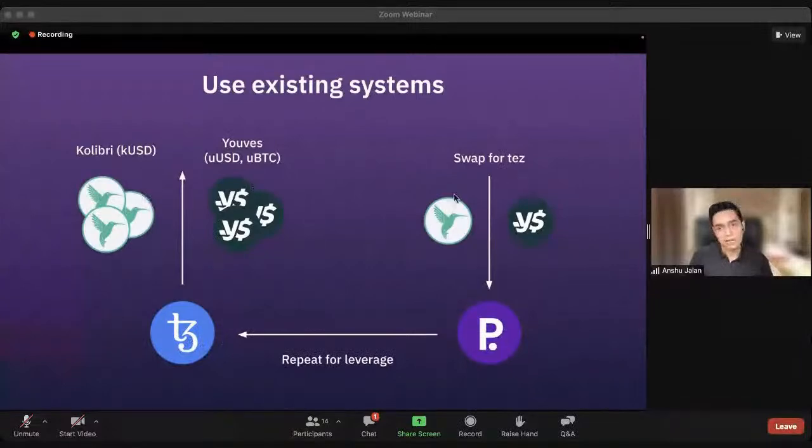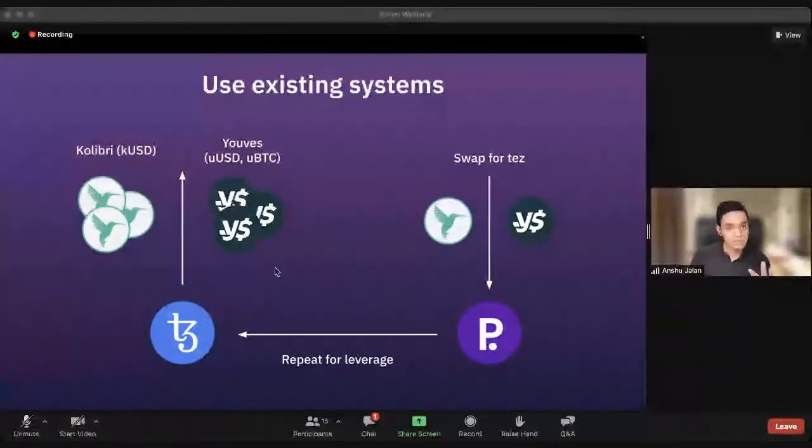And then you use a DEX. A DEX is a decentralized exchange. We have something called Plenty DEX. So you can go ahead and swap your tokens for more Tez and then just repeat it to create a leveraged position. It's a very common pattern. Since this is an intermediate level track, if you have some idea of DeFi, you will understand what's going on here.